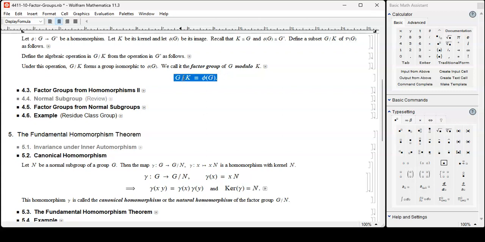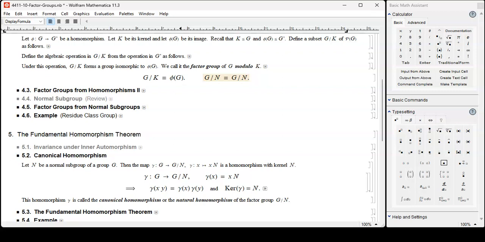Well, not so fast. If you do that, the kernel is N, so K becomes N here. And the homomorphism is gamma, so instead of phi, we have gamma of g. And what is gamma of G here? Extending G to G over N, and this is clearly onto. So this entire thing is actually G over N. So that's the conclusion: the factor group is isomorphic to itself.